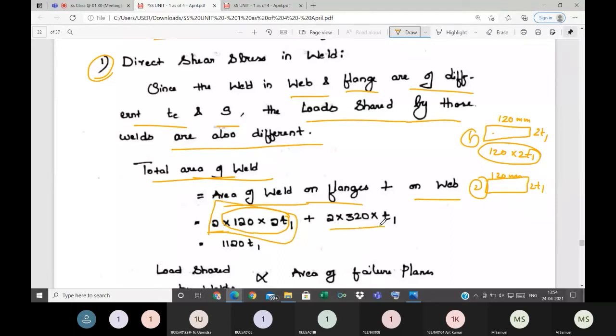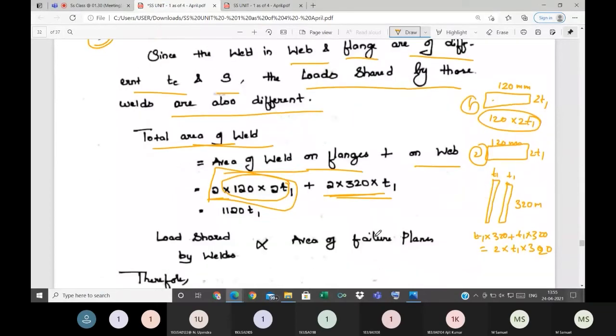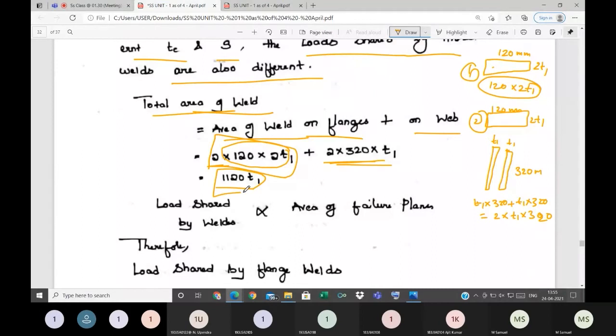And now what is the area of the weld in the web? So this is how it is going to look. Remember, this is a vertical weld. We saw this in the previous problem also, in the derivation, right? The throat thickness is T1 and T1 and the depth is 320 mm. So what would be the area? T1 into 320 plus T1 into 320. You can simply write 2 into T1 into 320, right? So that is what I wrote here, 2 into 320 into T1. Okay, this is the total area.